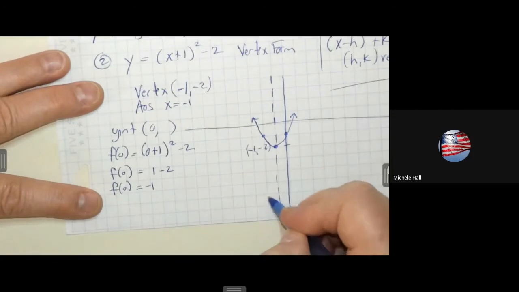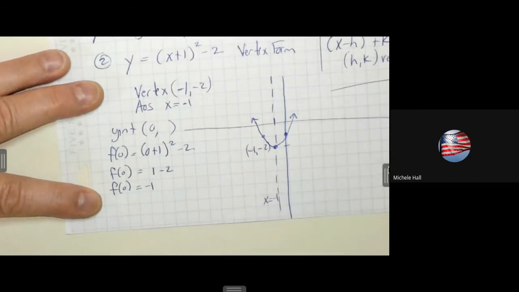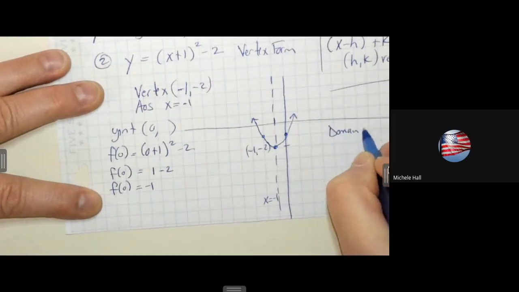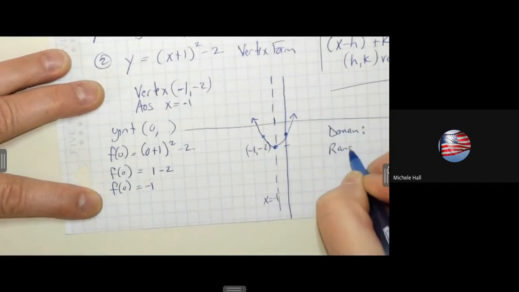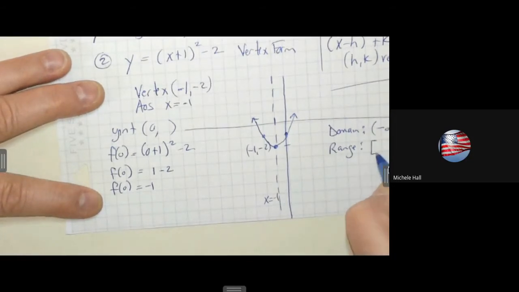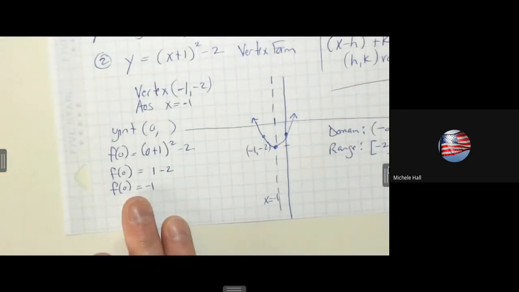And my AOS, x equals negative 1, is labeled. Everything's labeled, then it's domain and range. Go ahead and write down what your domain and range is. Range goes from negative 2 to positive infinity. All right, that's all I'm saying about graphing.